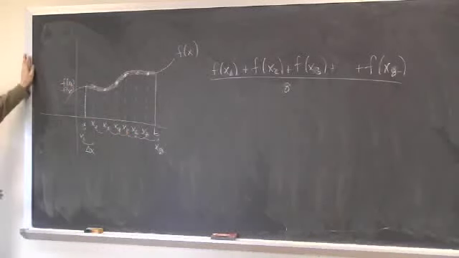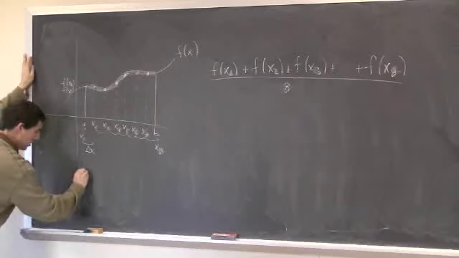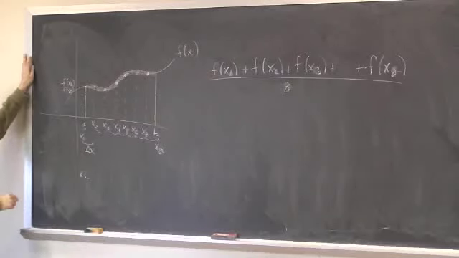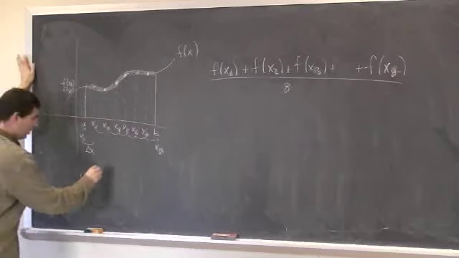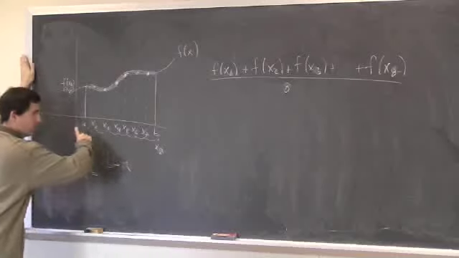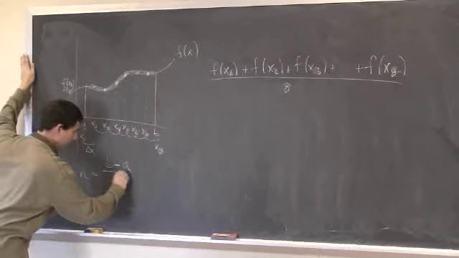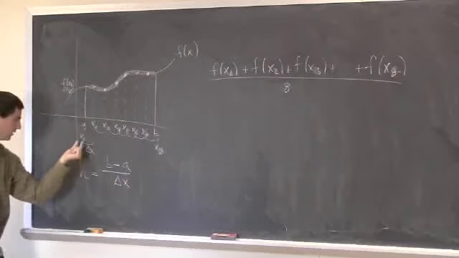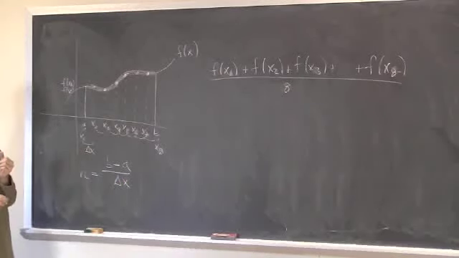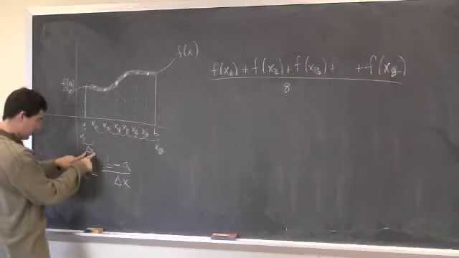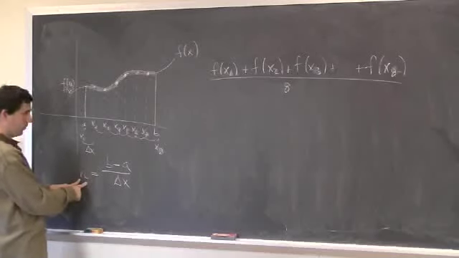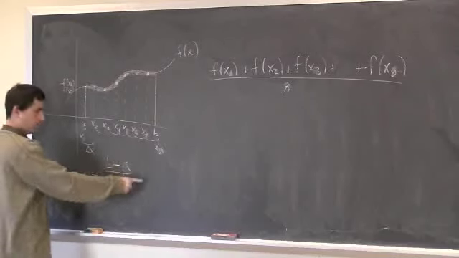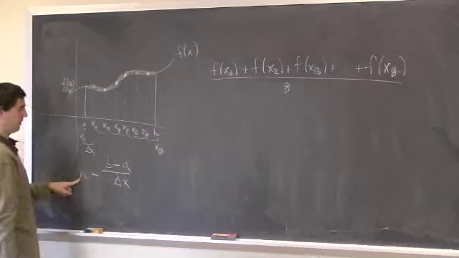Okay. The number, say n, of points that we choose, well, it's equal, I claim, to the length of the interval of time divided by the width of each of these pieces. Right? To see this, if you take each of these pieces, delta x, and multiply it by the number of points, then you get the total length of this, right?